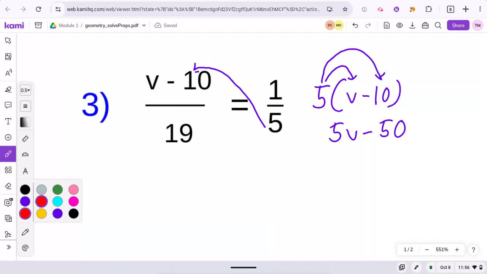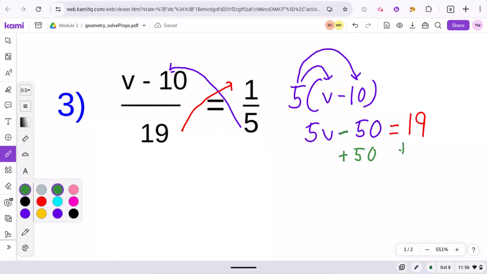Then you would take the 19 times 1 equals 19. Then you have a two-step equation. So your two-step equation, you want to get rid of this minus 50. To get rid of the minus 50, you do the opposite operation, which is plus 50. Plus 50 on the left, and then also plus 50 on the right. These two will cancel each other, negative and positive 50. You'll be left with 5v equaling 19 plus 50 is 69.